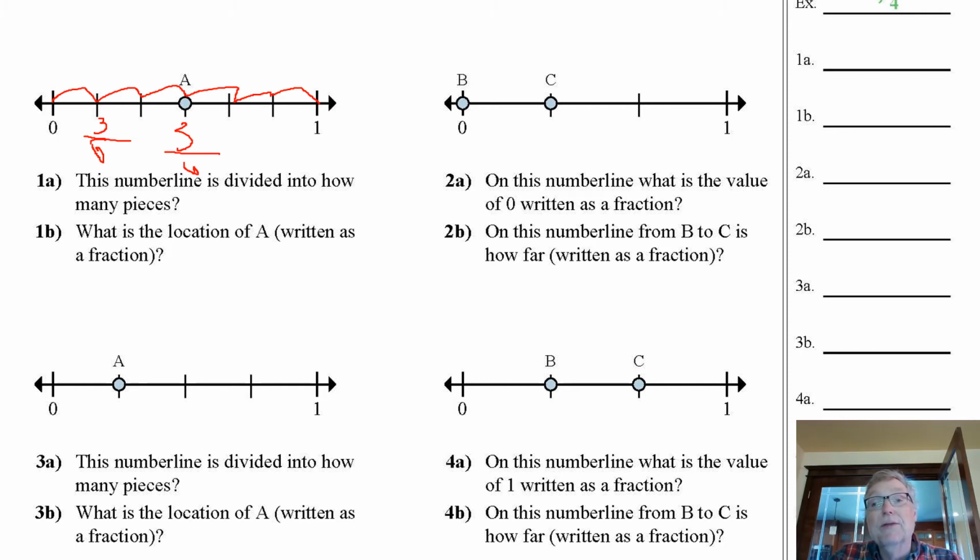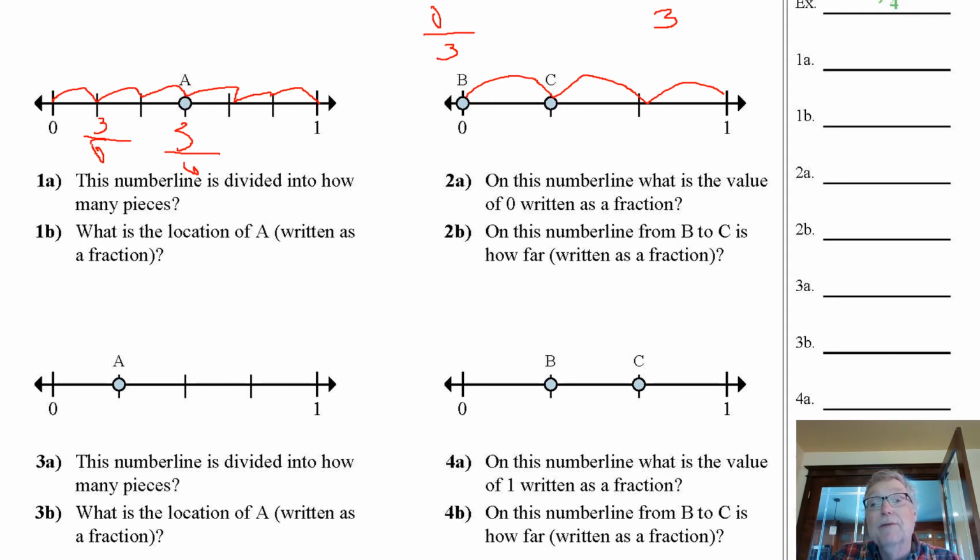Let's go on to number 2. This one's a little different. It says on the number line, what is the value of 0 written as a fraction? So first of all, let's see how this is divided up equally. So let's go. We got 1, 2, 3. So this number line is broken up into thirds, into 3 equal parts. So the zero, we would write our fraction as 0 over 3. 0 thirds.